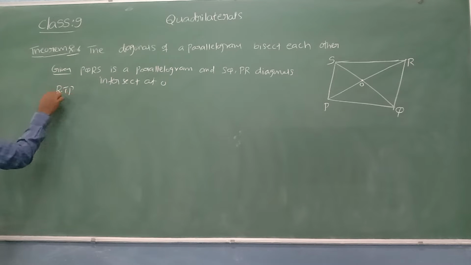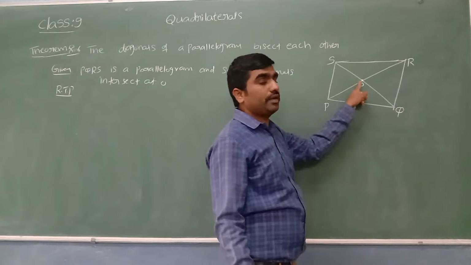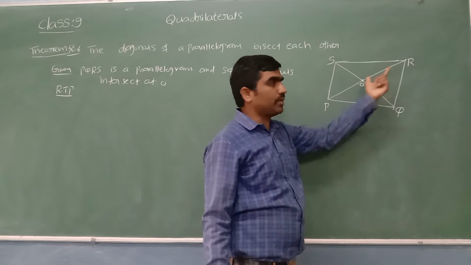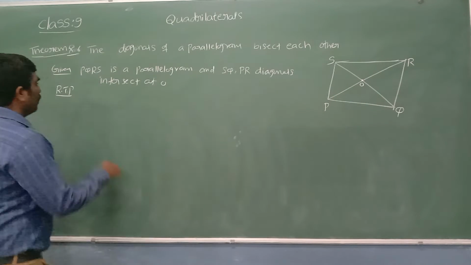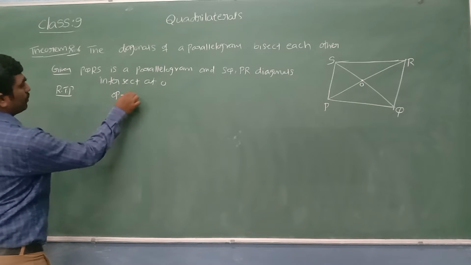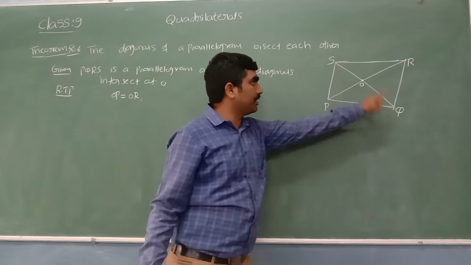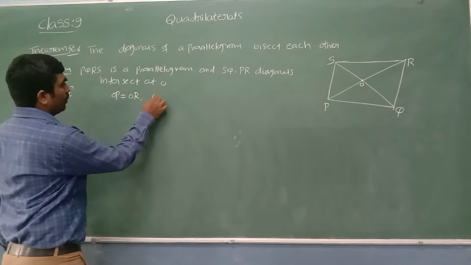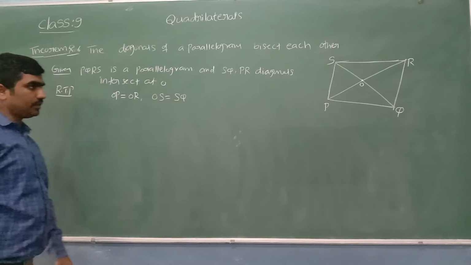Then what is RTP? What is required to prove? They will bisect each other. It means that near the intersecting point, they will divide into two equal parts. We have to prove that OP is equal to OR, and also that OS is equal to OQ. This we have to prove.